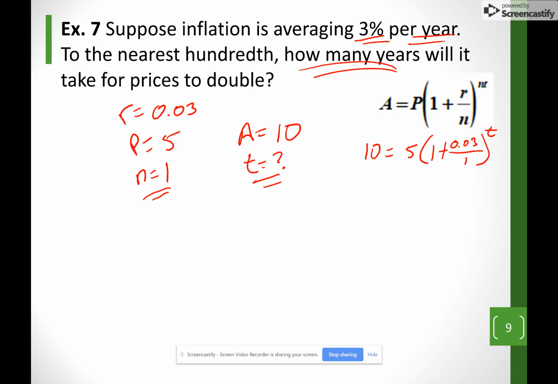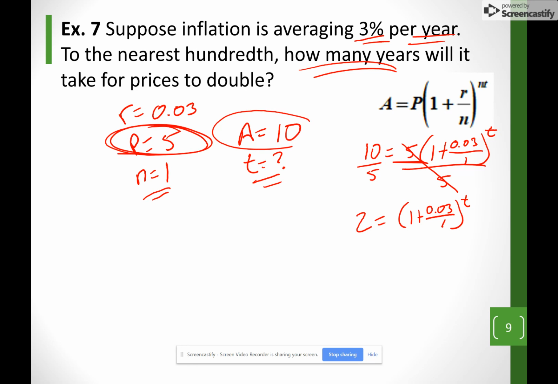1 times t. Now, in this case, let me get rid of the 5 on the outside. Let me divide both sides by 5 because it's outside of the parentheses. So I'm going to get 2 is equal to 1 plus 0.03 over 1 to the t. But to be honest, whatever amount we started with, I know it's going to double. That's why we have a 2. So it doesn't matter. I chose a 5 to start with. We could have chosen 1,000. We could have chosen $2, $5, whatever we wanted to. Now, I see that the t, the variable, is an exponent. Let me work the parentheses first.